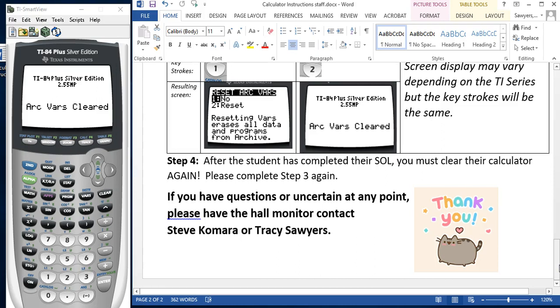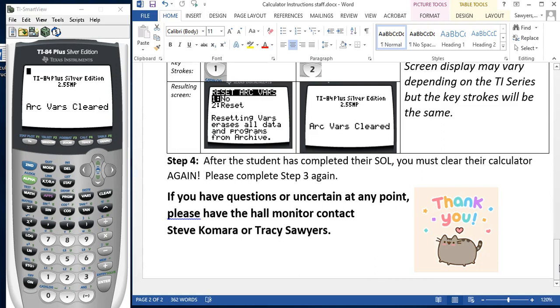If you have a student going to overflow, please allow them to take their own calculator. If they are borrowing one from Centerville High School, they may also take that calculator with them for extended time. If you have any questions or are uncertain at any point with any of these instructions, please do not start the test and have a hall monitor contact Steve Kamara or Tracy Sawyers.